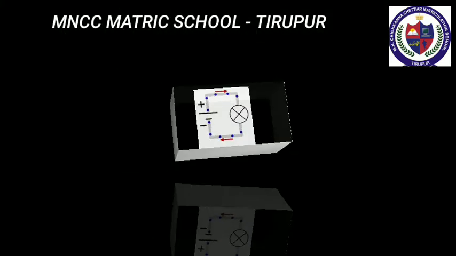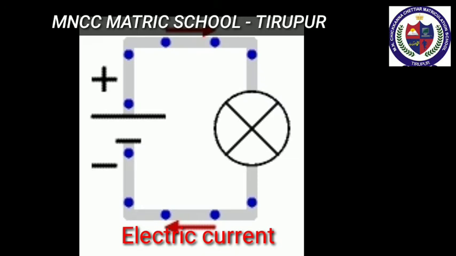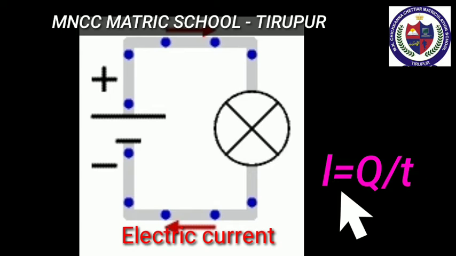Next, let us learn about the definition of electric current. Electric current is often termed as current and it is represented by the symbol I. It is defined as the rate of flow of charges in a conductor. The formula of electric current: I is equal to Q by T. Here Q means charge and T means time.